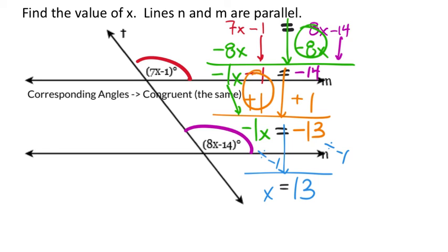Well, what happens if I replace the x's with 13? Well, I should get the same value. So I got 7 times 13 minus 1 on my calculator. Well, it says this one right here is 90 degrees. It doesn't look like 90 degrees, not that it has to. But if I replace the x with 13 in 8 times 13 minus 14, I get 90 also. Okay, so again, I checked there to make sure these two angles are the same degrees. That proves that x equals 13 actually is a solution.